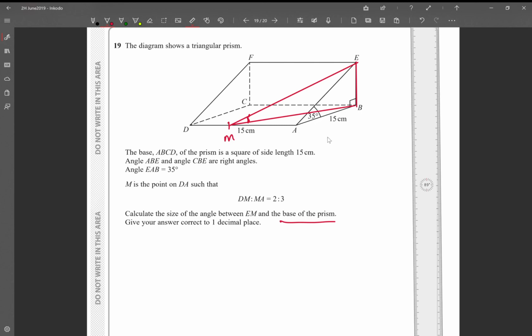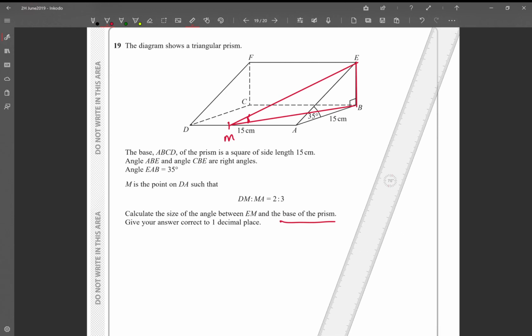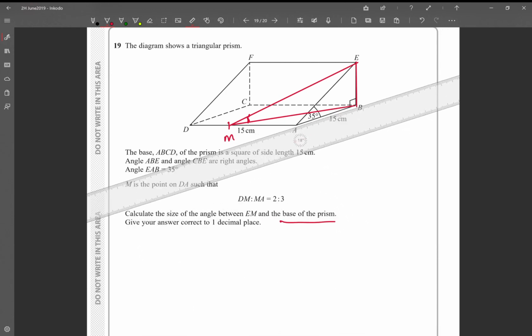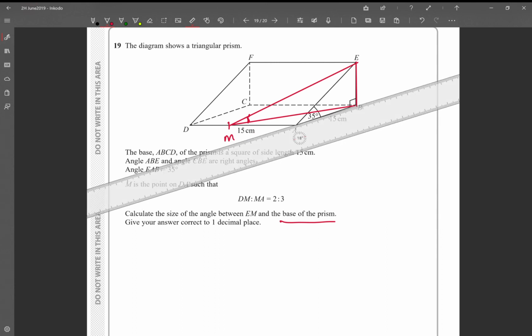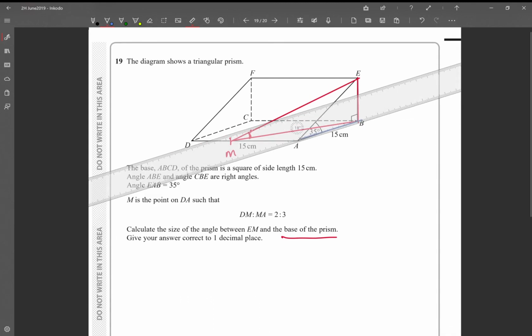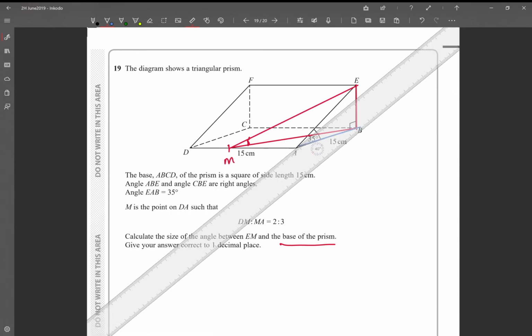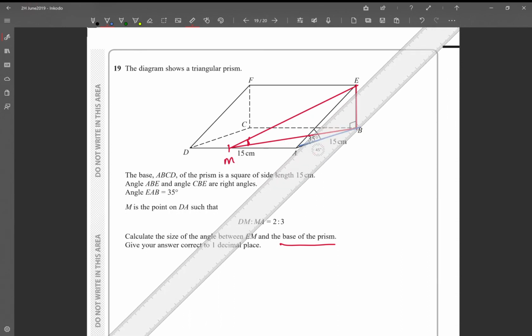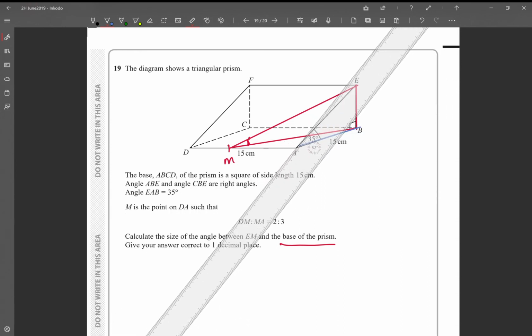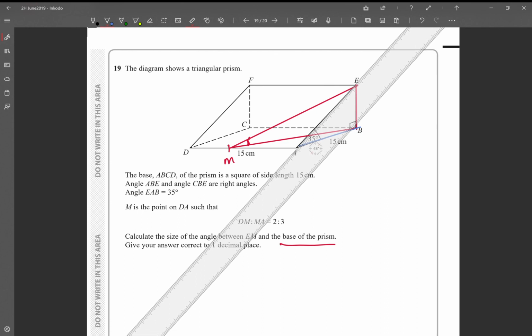Now this is a key here. You can see the end of the prism is this part here. The end of the prism gives you some information. It tells you that it's 15 going backwards. That angle's 35. And if you think about what it shares with the other triangle, it shares the height, that EB height.